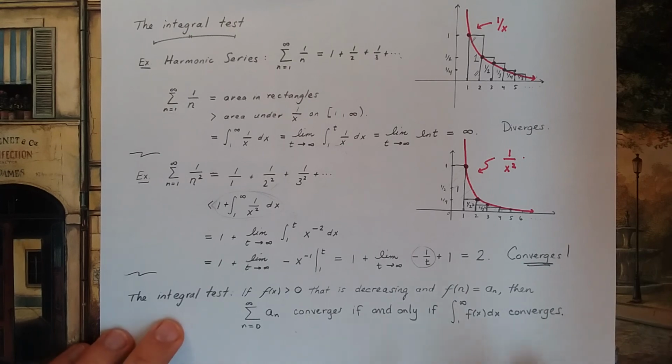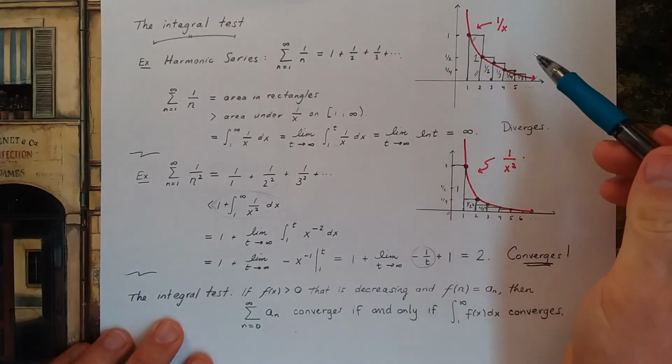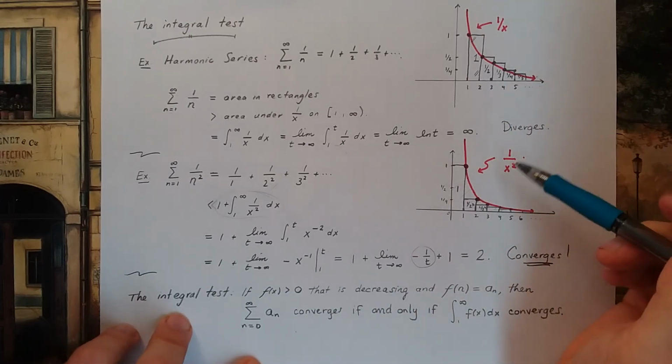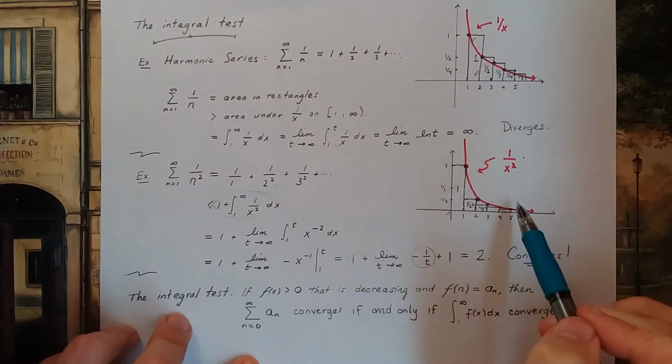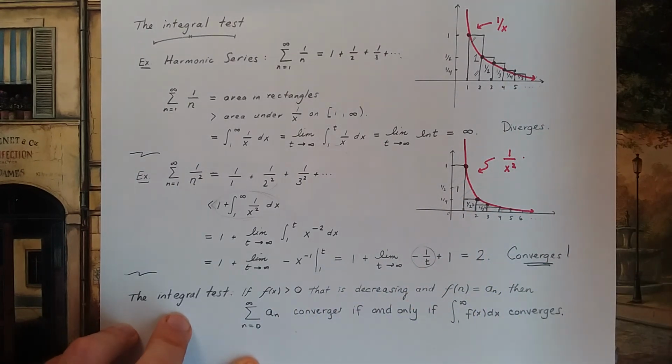So I'm writing down the general statement that we used in these two examples. I'm not going to prove why this is true. The proof is basically the ideas in these examples, but you can use the integral test to decide if a series converges or diverges. We'll do more examples in the next video.